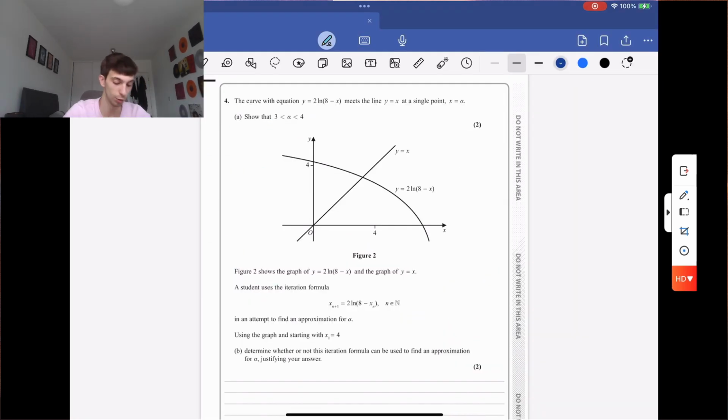That's it. Okay, so on to question 4. We're told the curve of equation y equals 2 ln(8 minus x) meets the line y equals x at a single point x equals alpha. We have to show that alpha is larger than 3 but less than 4. So first thing, what are they saying? There's a root x equals alpha where this line and curve intersect.